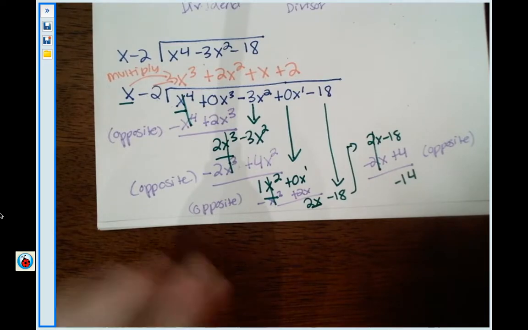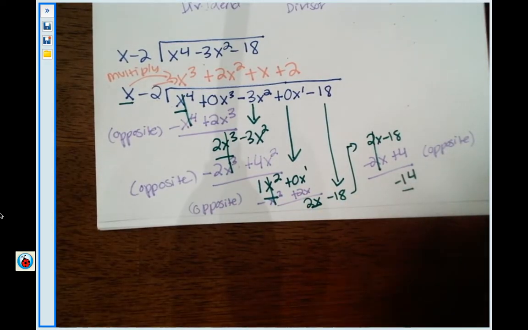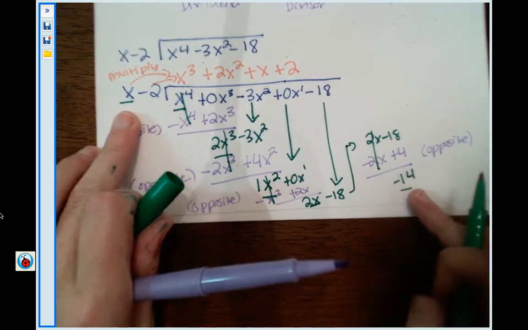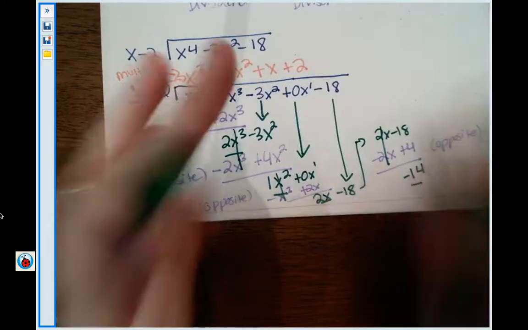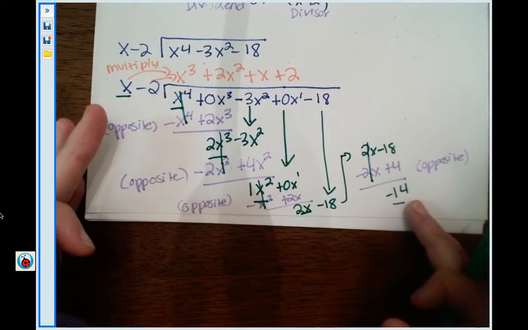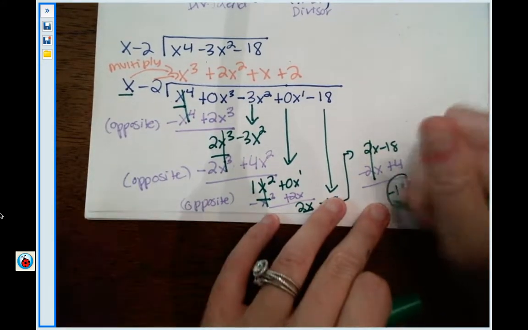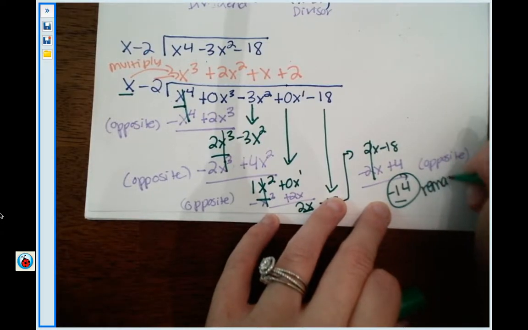Okay, now I go down here. There's nothing left to bring down, so that's probably telling me I'm at my remainder, but we might as well try. X times what gives me negative 14? There is nothing. I can't multiply x to anything and get negative 14. So that means we have reached the end. So this right here, you guys, is my remainder.